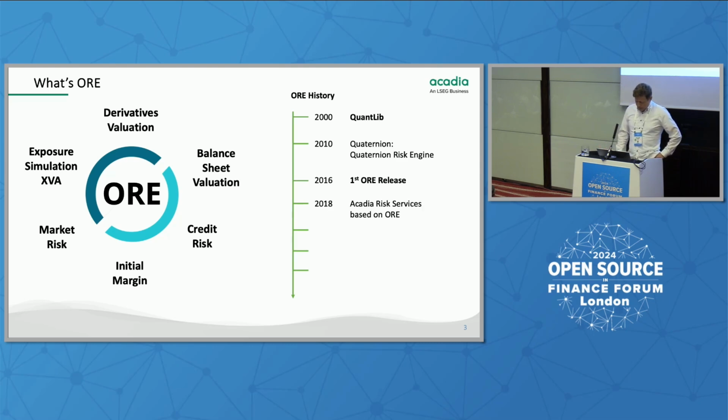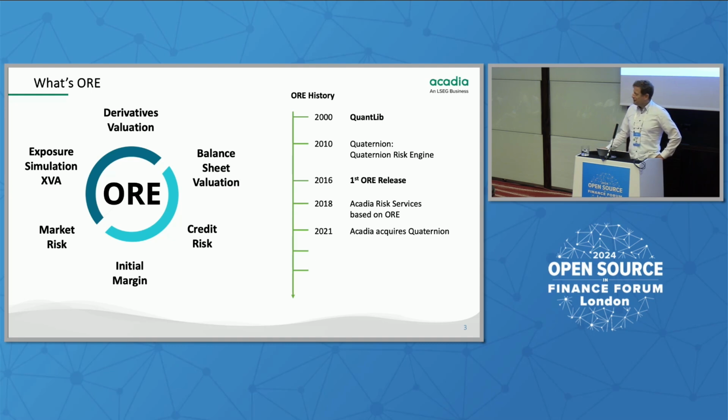And we started a cooperation with Acadia, building out this ISDA SIMM service. So SIMM is the standard initial margin model that is issued by ISDA for computing initial margin in the context of the UMR that we already heard about before. And ORE became the backbone of that service.